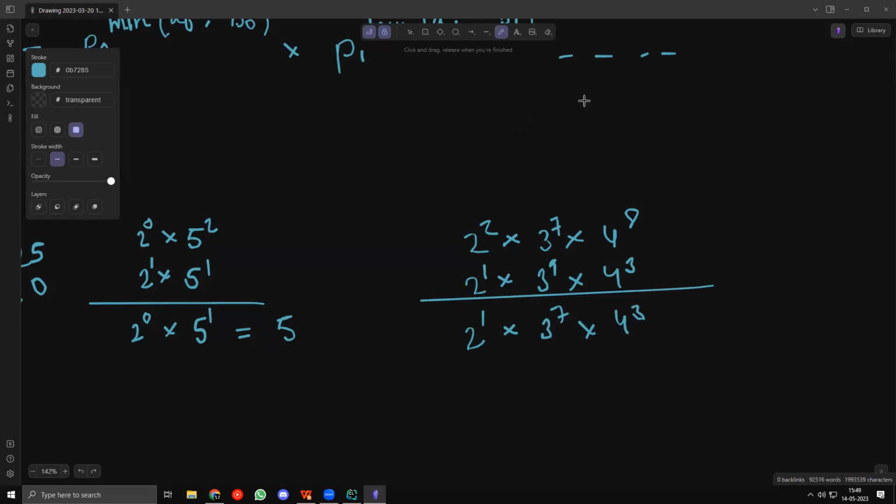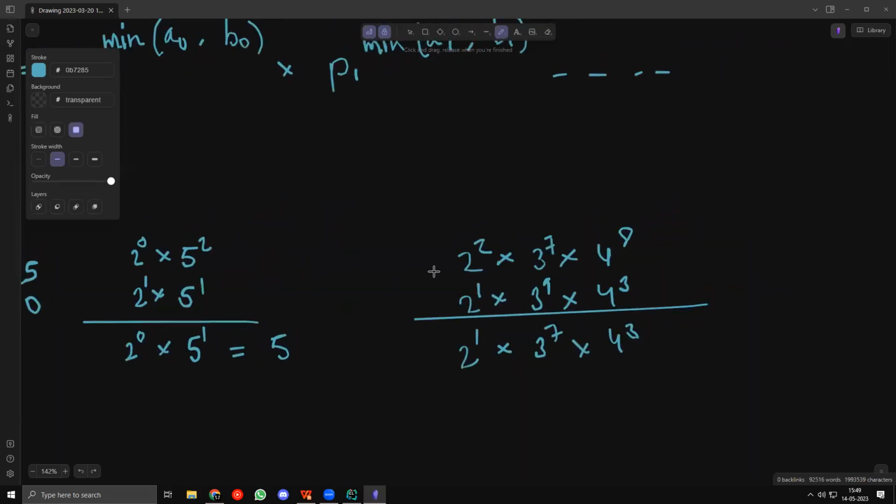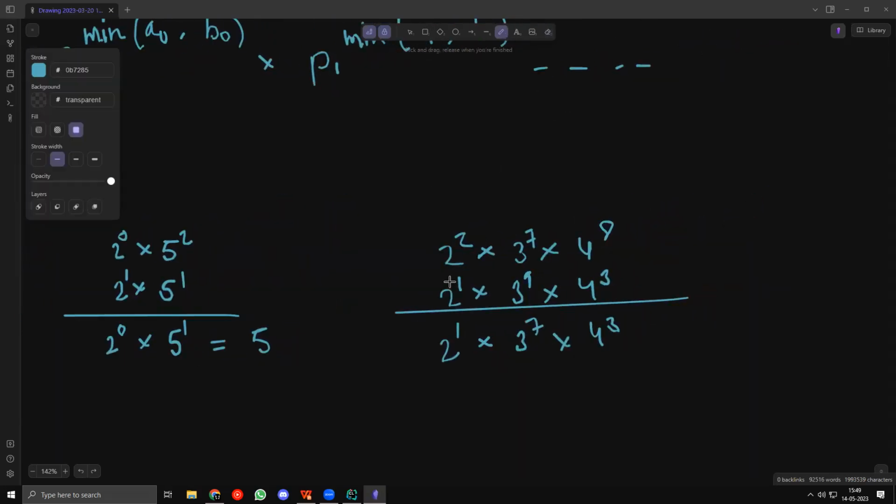Okay. Now, like Nikhil is saying, since GCD is a common factor, we take the min of A comma B, that's the max common between them. That's exactly right, Nikhil. How this works is that every prime number is distinct from each other, right? So no matter how many powers I take of 2, I will never be able to divide 3, right?